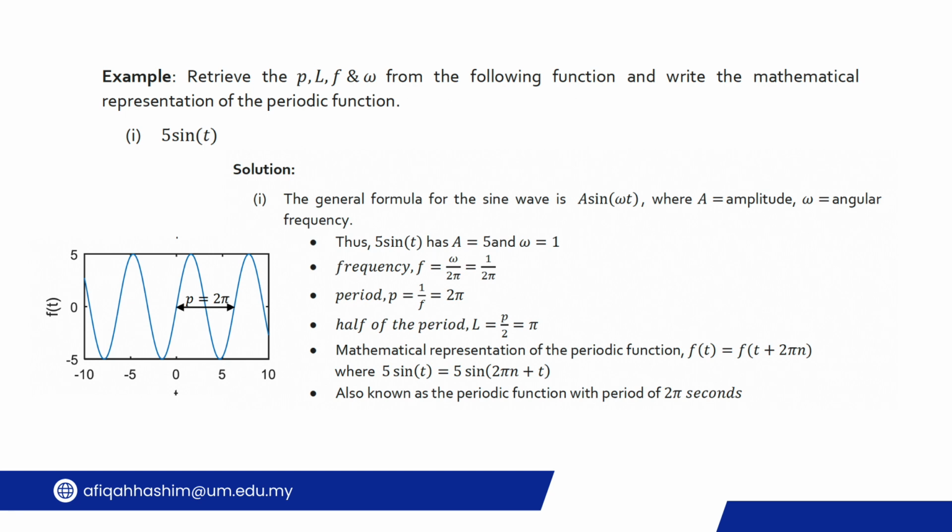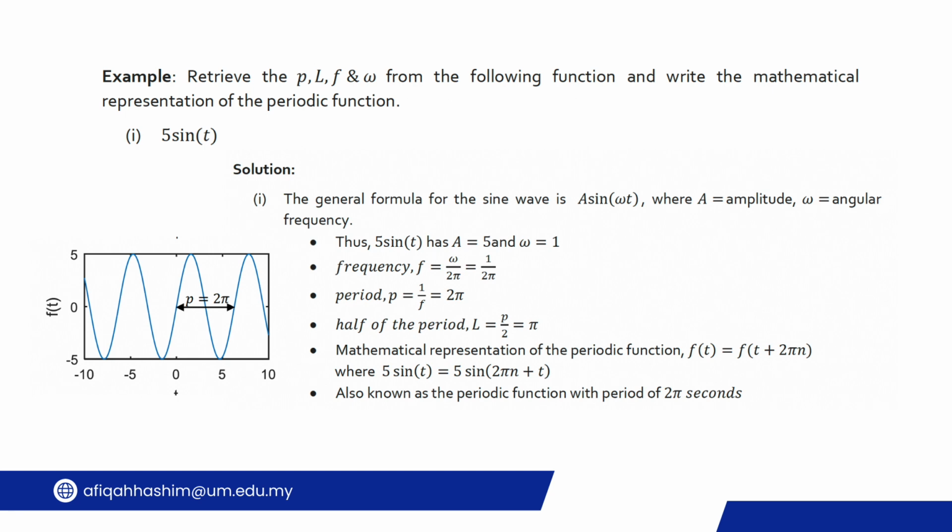So the Fourier series expansion is one of the most important parts in this topic. You need to follow all these 5 steps to get the Fourier series expansion. The first one, you need to retrieve all the information or important parameters from the periodic signal, the same as what you just did. You try to find from the question the value of period P, the value of half of the period, the value of frequency, and the value of angular frequency.